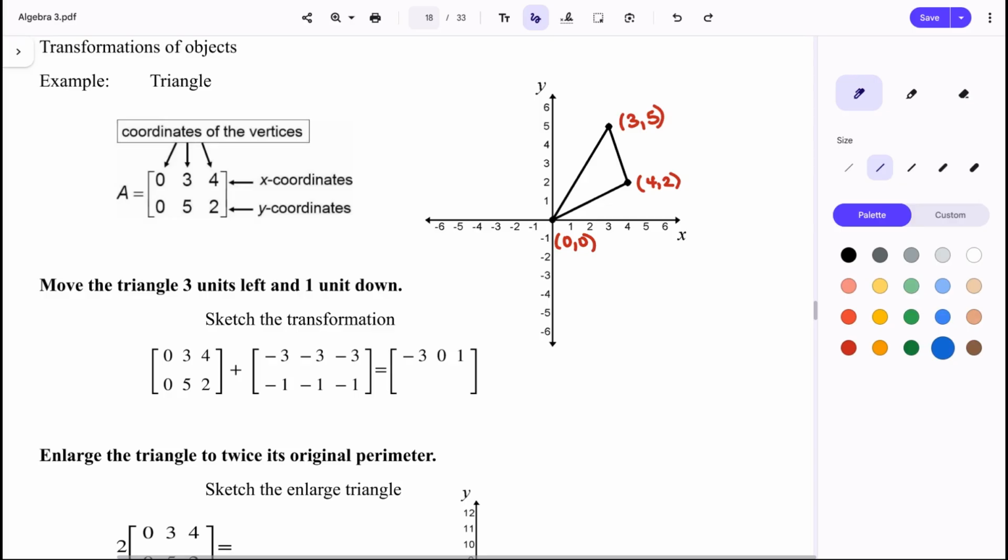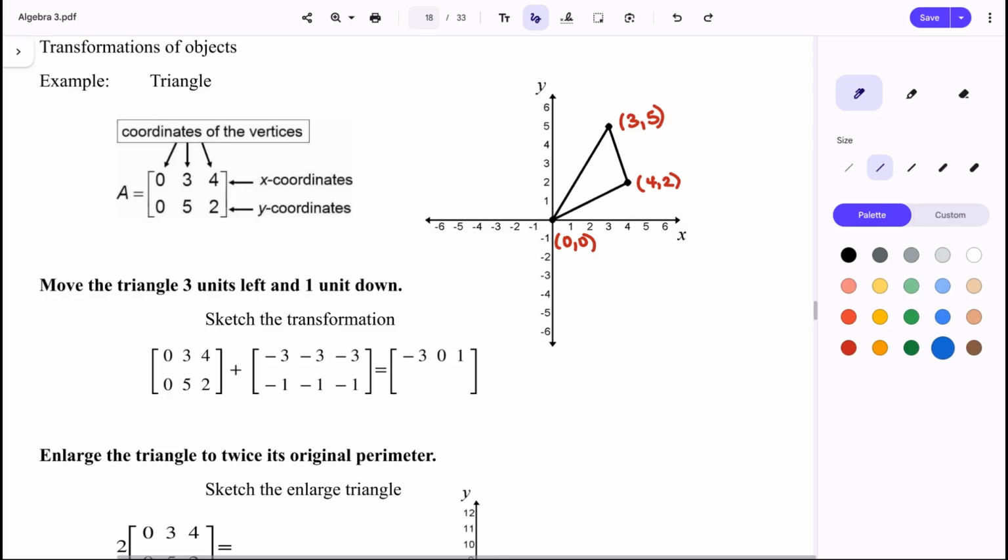You want to still make sure that your coordinates are right on top of each other inside of your matrix. But the whole top row is your x coordinates, the whole bottom row is your y coordinates. Now they might start to ask you to do things like move it this way, put it in this spot on the graph, and we just need to know how we reflect that when we're doing matrix operations.